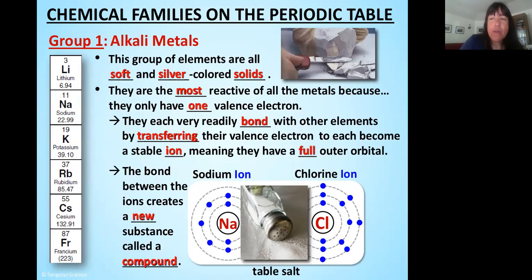table salt. So I want to remind you, we're going back to that analogy of the elements making up everything we know, just like the 26 letters make up books, okay? 26 letters that make up books, I should say.